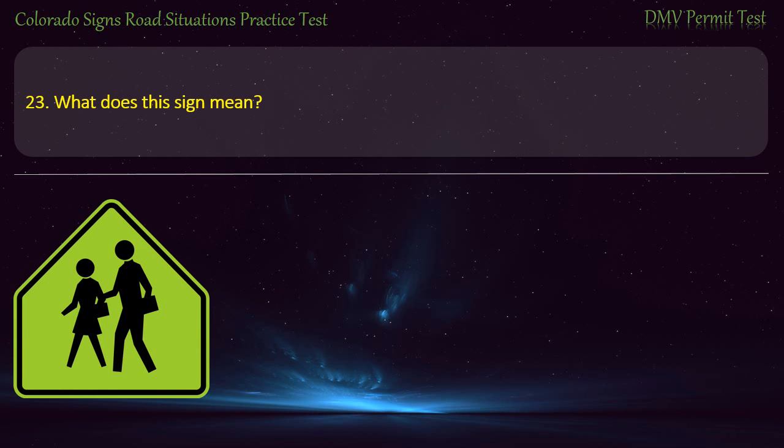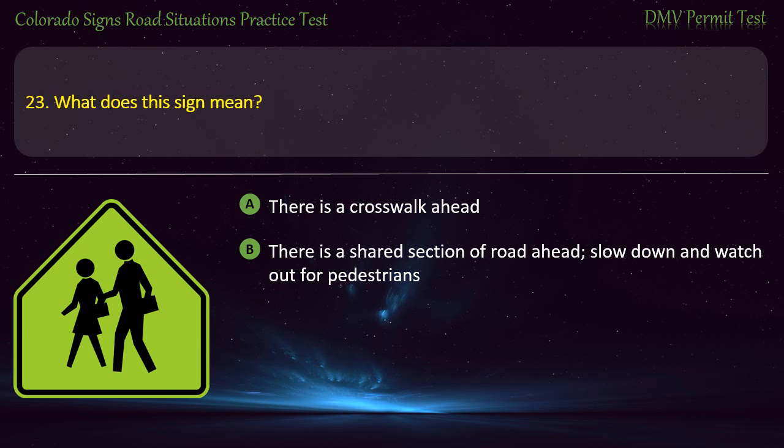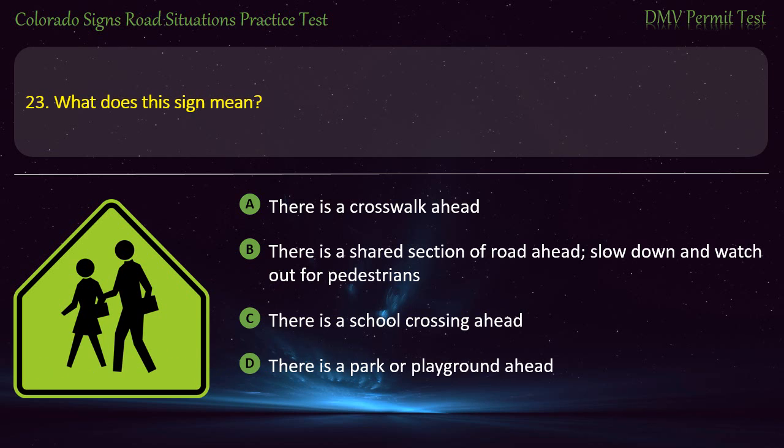Question 23. What does this sign mean? There is a crosswalk ahead. There is a shared section of road ahead, slow down and watch out for pedestrians. There is a school crossing ahead. There is a park or playground ahead. Answer. There is a school crossing ahead.